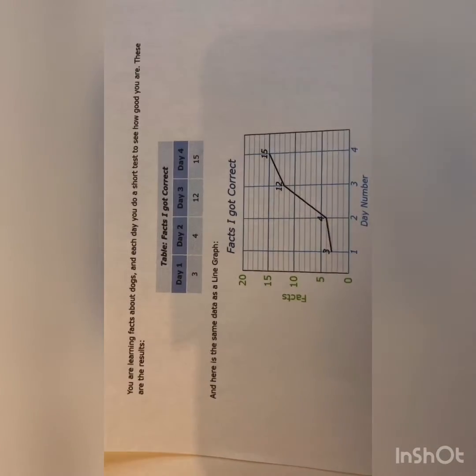So this says you are learning facts about dogs and each day you do a short test to see how good you are. And these are the results. So you can see here that there is a graph, a line graph, to display the information. There's also a table which has the information in.